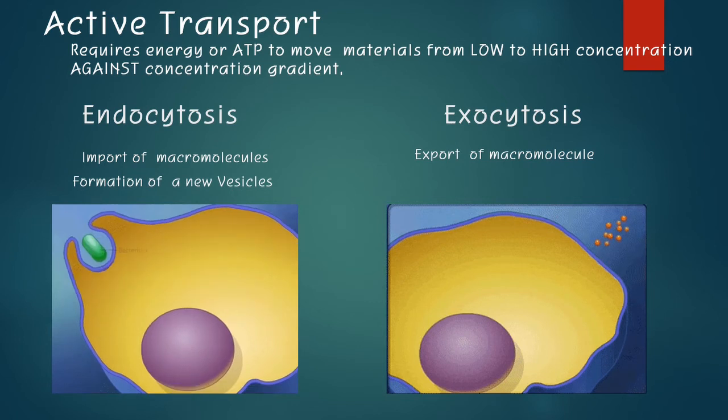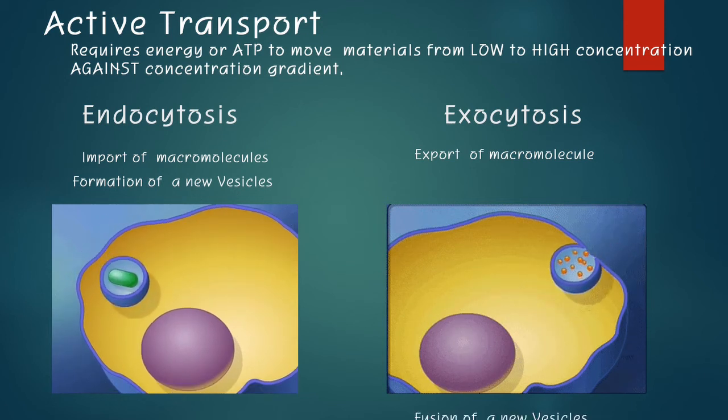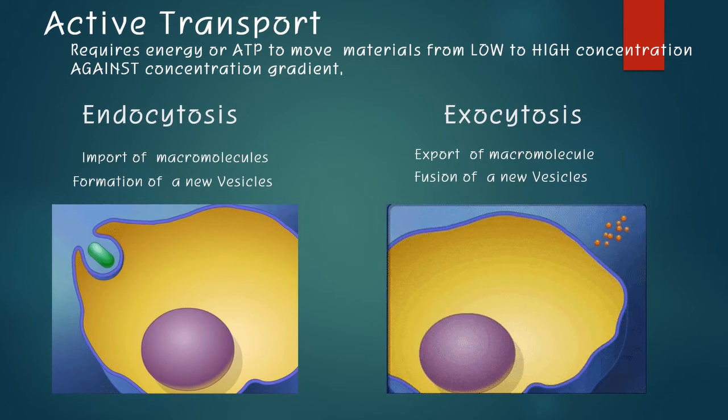However, exocytosis is the exportation of a macromolecule from the inside going to the outside, and this is accomplished by the fusion of new vesicles.